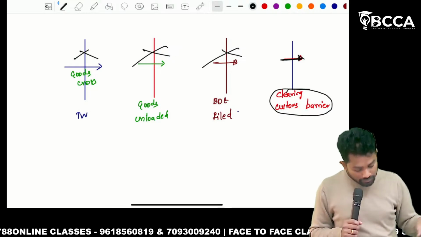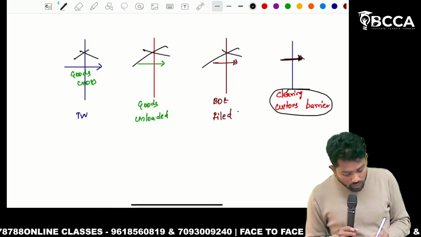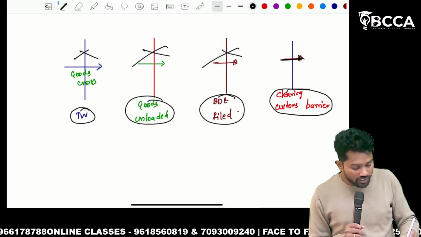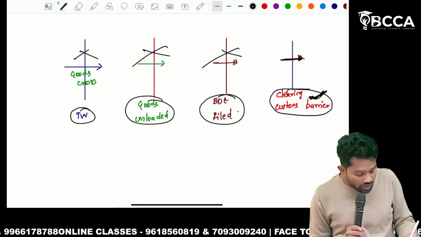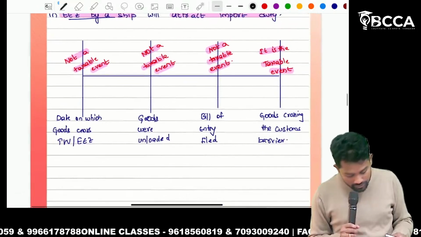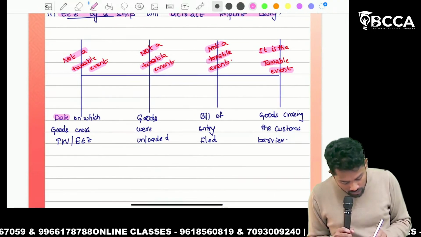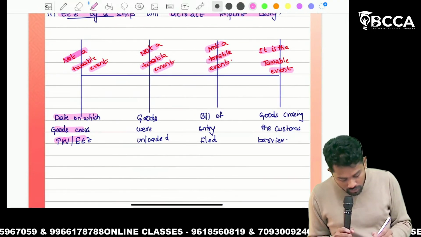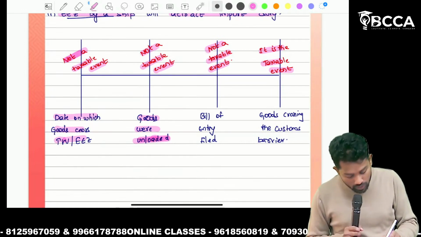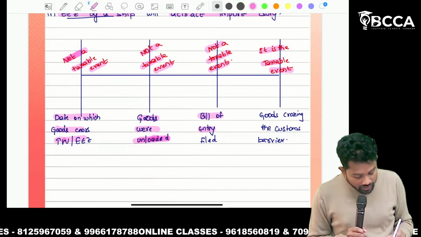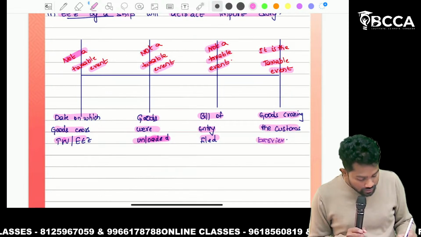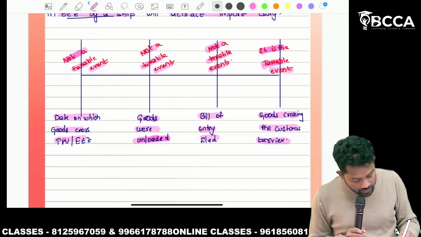So understand, the taxable event is not goods crossing territorial waters or unloading of goods or filing of bill of entry. It's the date on which the goods are clearing the customs barrier, that is the taxable event. The date on which goods cross territorial waters, not a taxable event. Date on which goods were unloaded, not a taxable event. Date of filing of bill of entry, not a taxable event. Date on which goods cross the customs barrier, that is the taxable event.